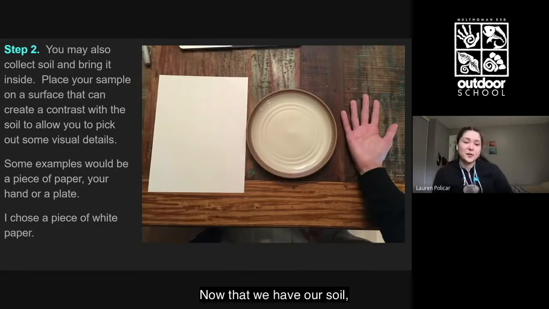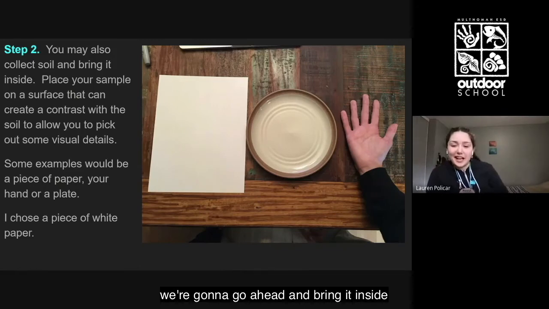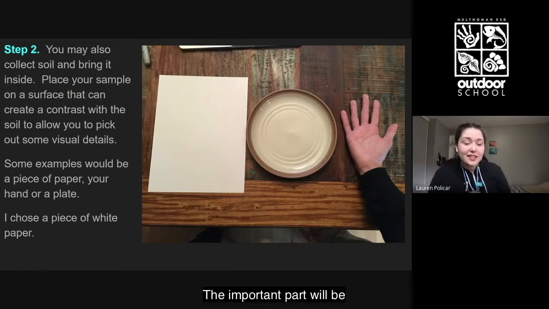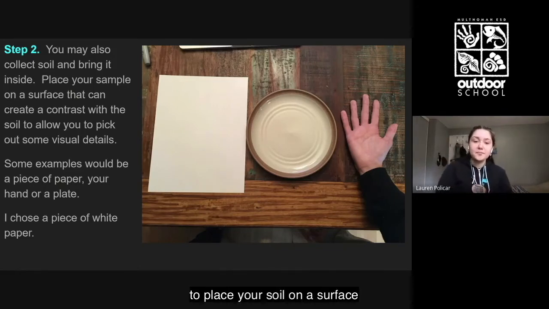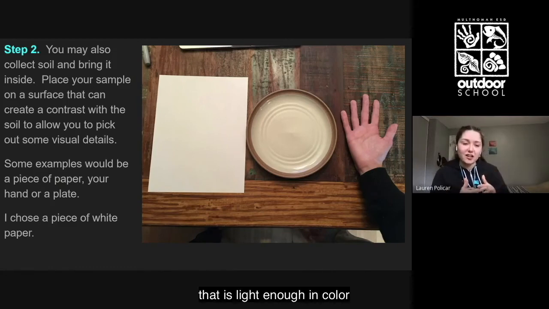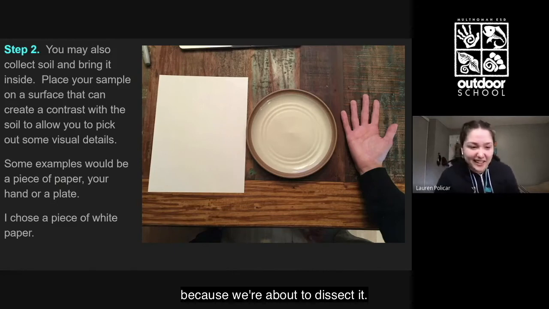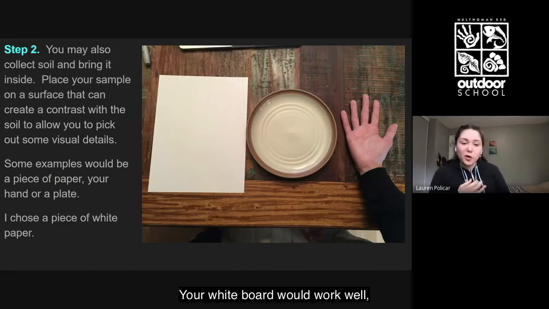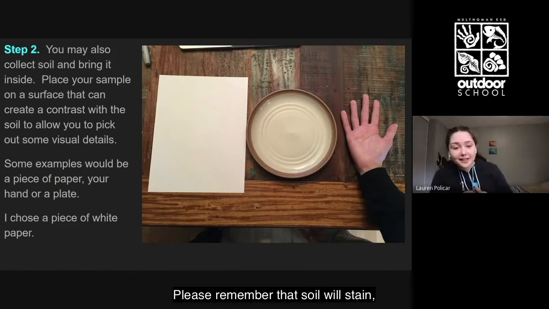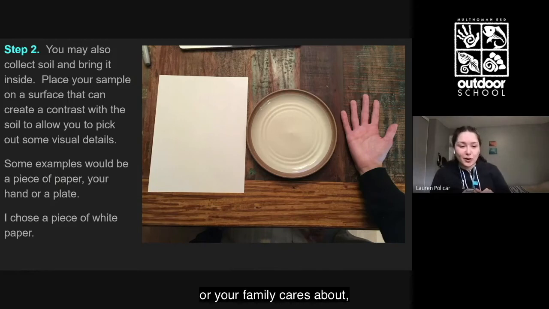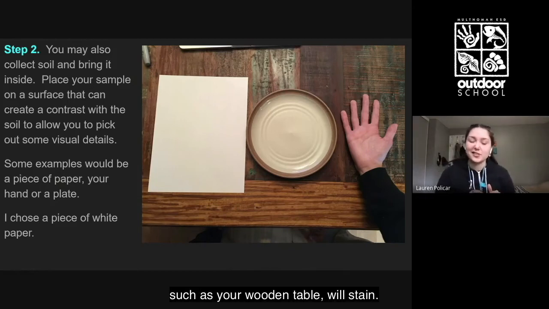Now that we have our soil, we're going to go ahead and bring it inside for a closer look. The important part will be to place your soil on a surface that is light enough in color so you're able to see your soil well, because we're about to dissect it. Your whiteboard would work well, or you could use a piece of blank paper. Please remember that soil will stain, so putting it on anything that you or your family cares about, such as your wooden table, will stain.